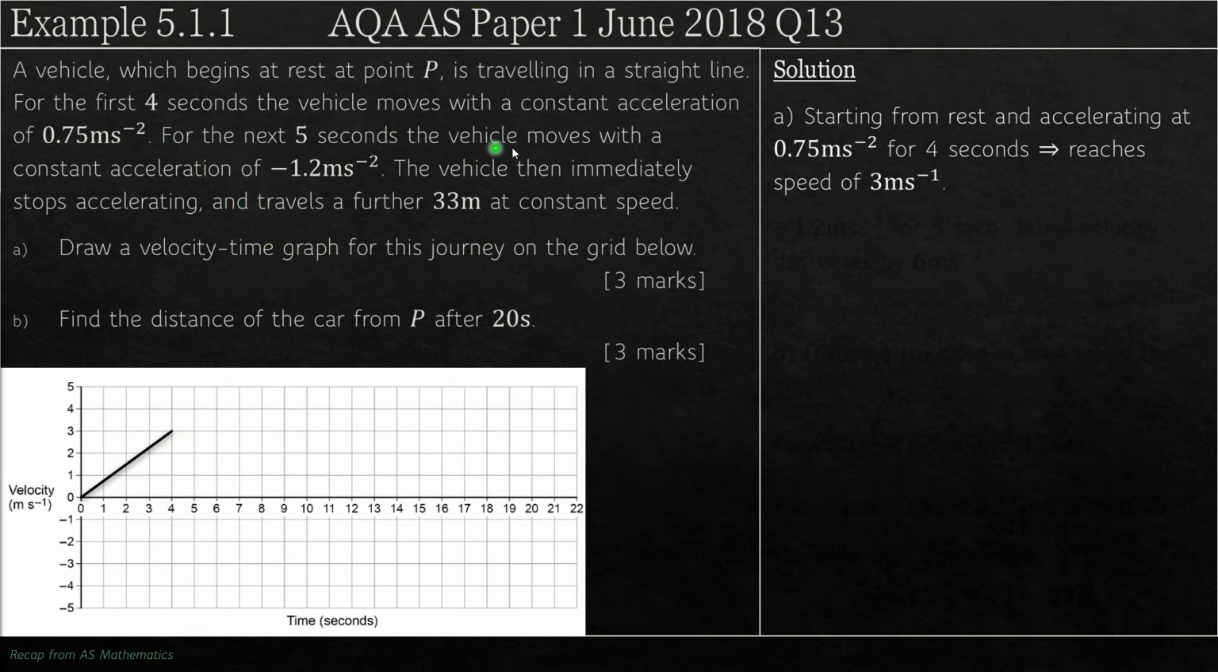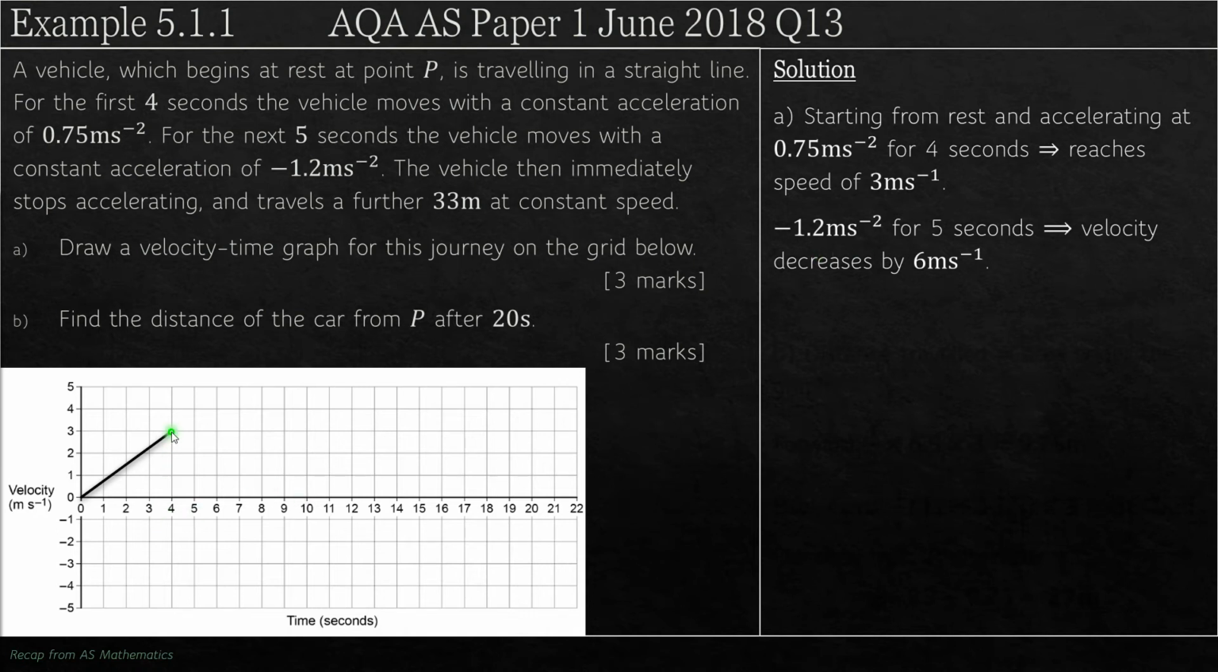For the next 5 seconds, the vehicle moves with a constant acceleration of negative 1.2 meters per second squared. So that means it's actually decelerating. If it does minus 1.2 every second for 5 seconds, that means at the end of the 5 seconds, the velocity will have decreased by a total of 6 meters per second. So it's going down by 1.2 every single second. So now we can draw the next part of our graph.